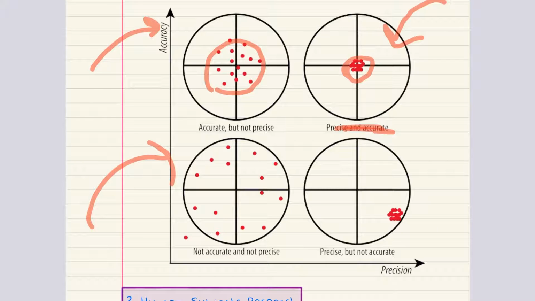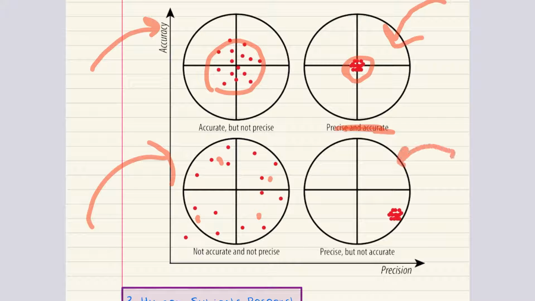Now, the target in the lower left corner illustrates a situation where the results are neither accurate nor precise. So the data points are very scattered and they're far from the bullseye. So this indicates that it's inconsistent and inaccurate.